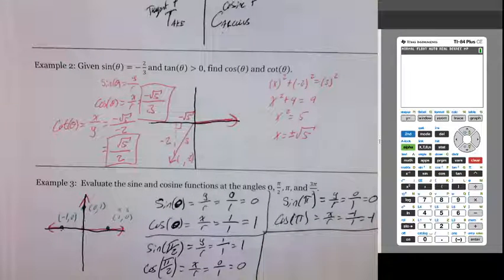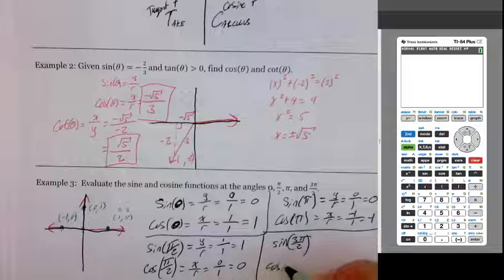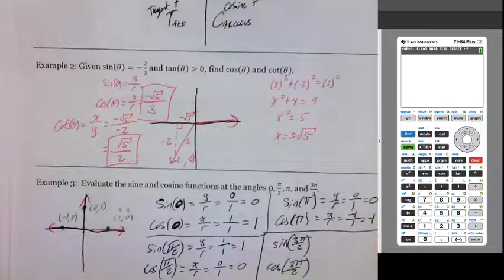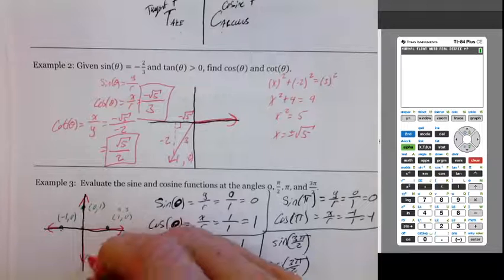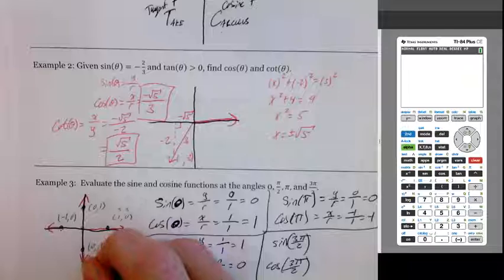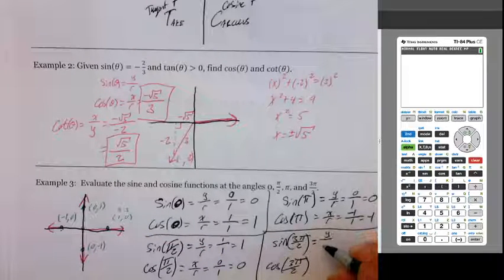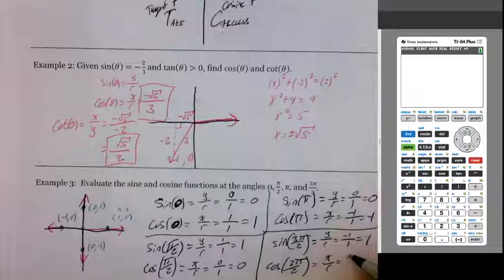And then for 3 pi over 2, we're going to be down here. And again, I'm going to choose an easy point. That easy point is going to be 0, -1. So therefore, sine is going to be y over r, -1 over 1, which is -1. Similarly, x over r, 0 over 1, 0. All right.